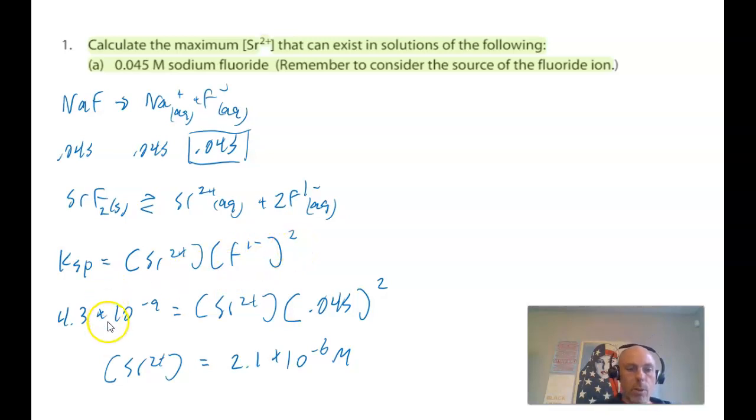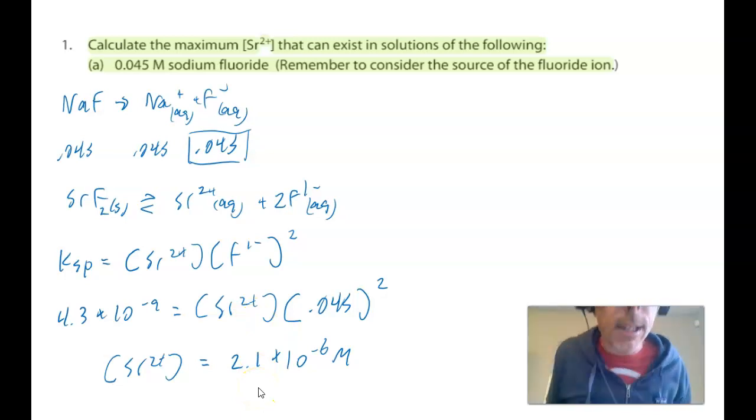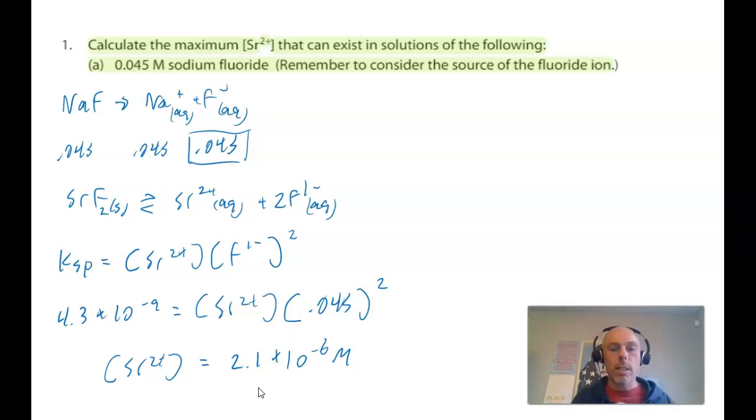If we substitute in for the Ksp, what we get from the table, 4.3 times 10 to the minus 9, and for the fluoride ion concentration from above, 0.045 squared, and solve for strontium, we get 2.1 times 10 to the minus 6 molar. So that's the maximum concentration of strontium ions that could exist in a 0.045 molar sodium fluoride solution. Past that, they're going to precipitate. They won't be dissolved at all.